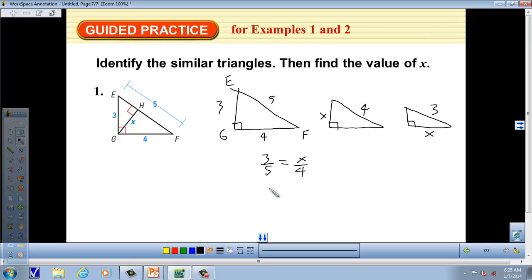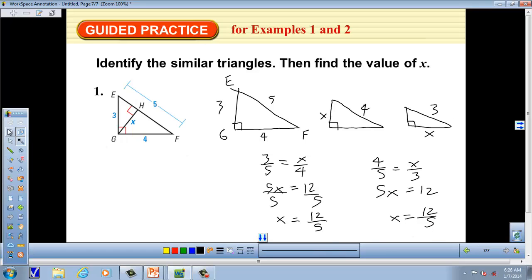Cross multiplying, we get 5x is equal to 12 because it's 4 times 3. Dividing both sides by 5, x is equal to 12 over 5. Okay? We could have also said 4 over 5 equals x over 3. I'll just show you real quick. 4 over 5 equals x over 3. And if you notice again, we'd get 5x equals 12 and x equals 12 over 5. So either way, we would have gotten the same answer.